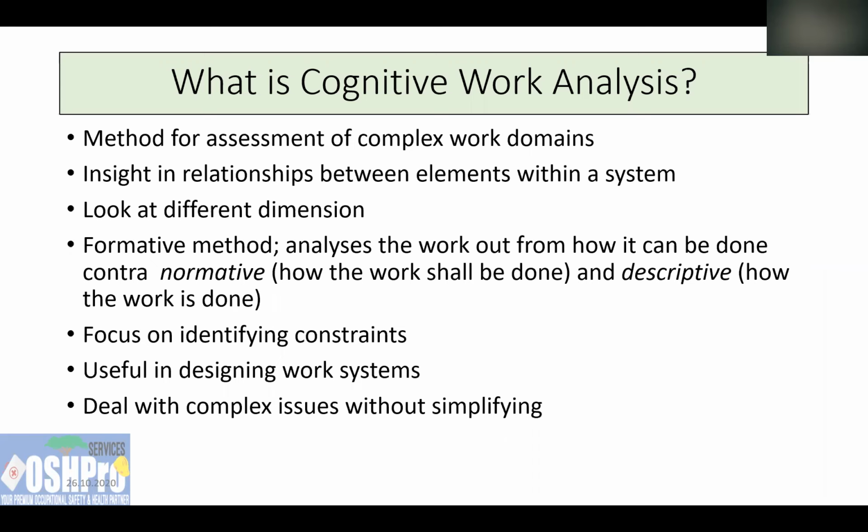can be done. Normally, in many types of workplace analysis, we'll either have normative analysis, where we see how the work should be done, and this is how the manager wants the work to be done. Or it's descriptive, where we say how the work is normally done. Different with the formative method, such as cognitive work analysis, we look at how it can be done.